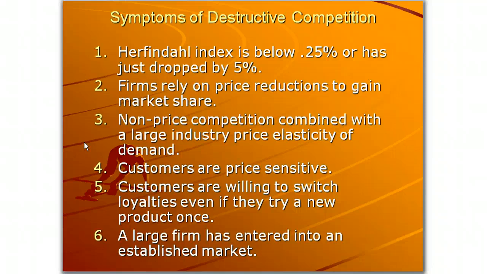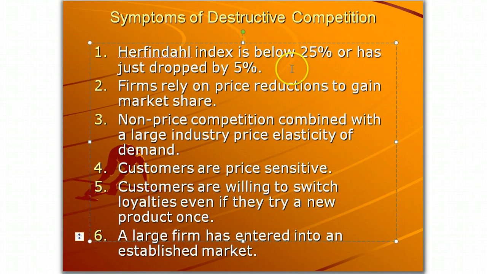Okay, so here are some symptoms of destructive competition. The index I was talking about before, we mentioned that if it's below 25%, and that shouldn't be 0.25, that should just be 25.